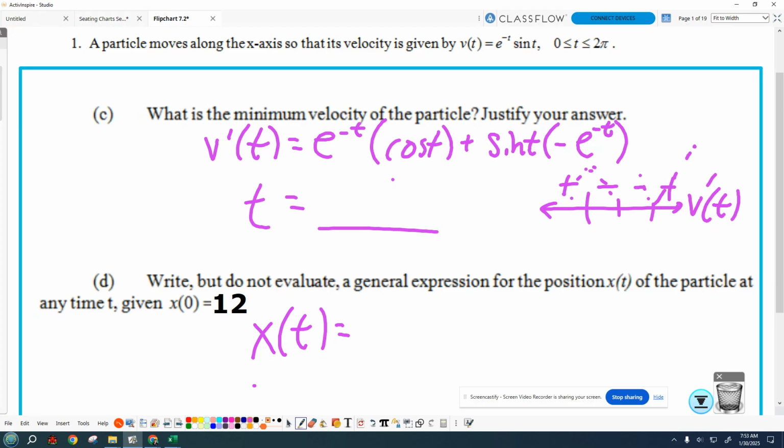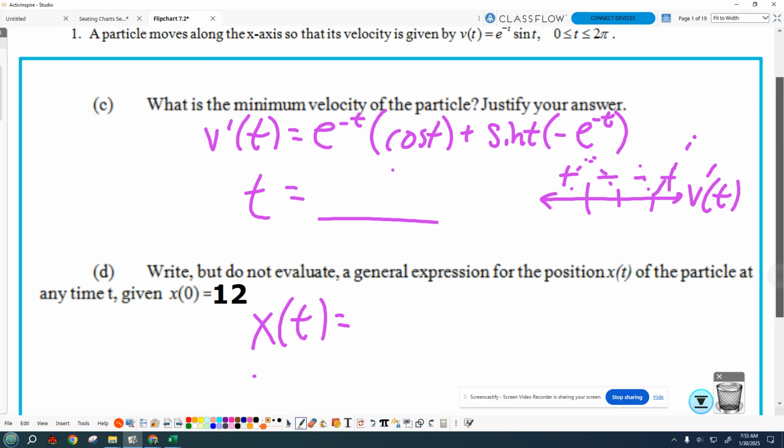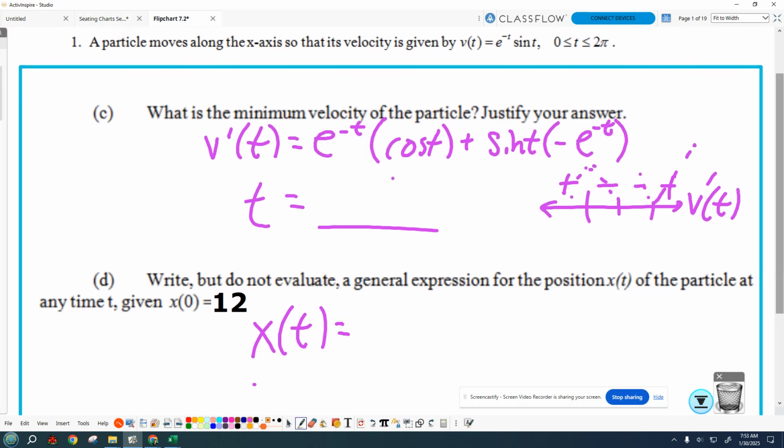Rowan? What do I do? You would just integrate V of t and then plug in the point of the result to find C. So integrate V of t. From where to where? 0 to 2 pi. No, just in general. How do I say in general? 0 to t. 0 to t.